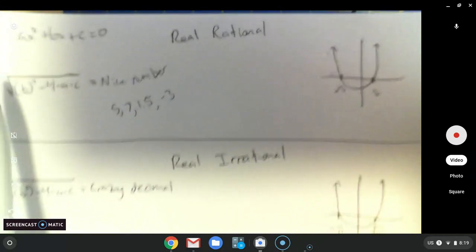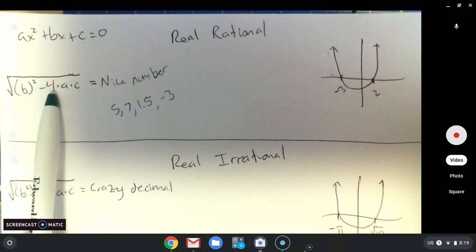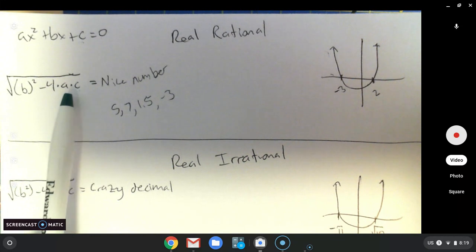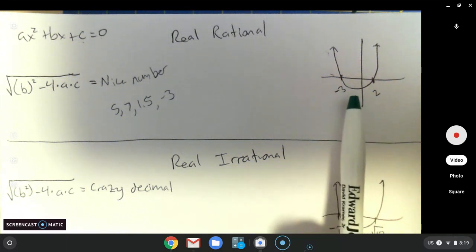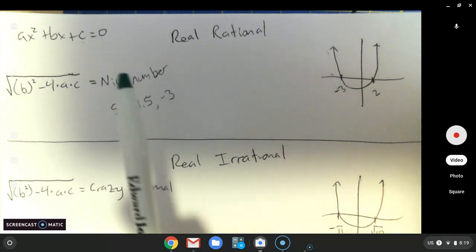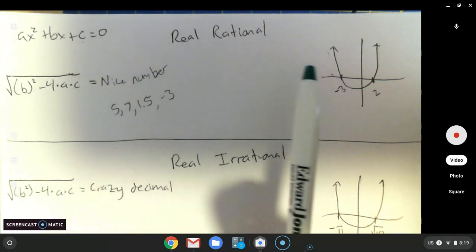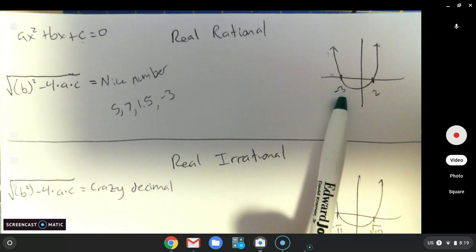If you take the square root of b squared, and I put an extra set of parentheses here, I'm going to do that in my examples in a little bit, minus 4, that's always 4, times a times c, depending on what you get as a result, that's going to tell us what the graph looks like. That's called the discriminant. So when we graph this quadratic equation as a parabola, there's 4 ways that it could come out on the graph.